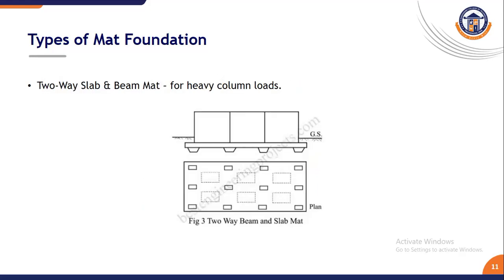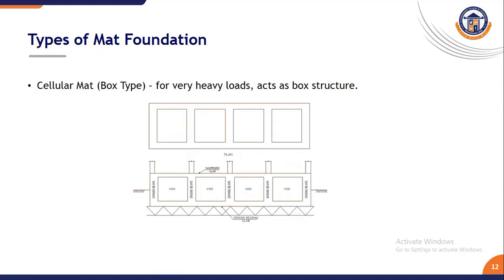Followed by two-way slab and beam mat, it contains very heavy column load. Okay, the figure shows the two-way beam and slab mat, plan and elevation shown for your reference. And then box mat. Box mat consists of hollow boxes and it is used for heavy loads. Where heavy loads occur, the mat foundation or box mat foundation will be recommended.